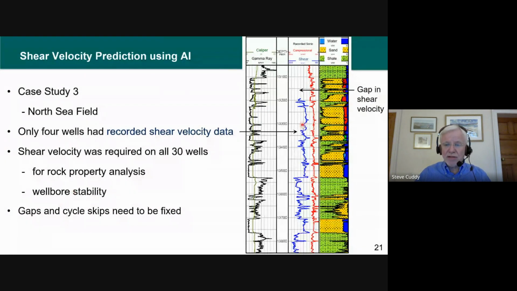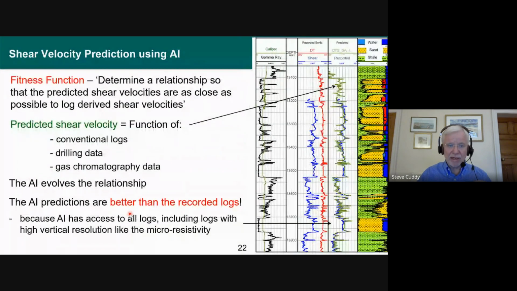So using the 4 wells where we've got shear data, we find relationships between the wells in this data space, so that we can predict the shear data, the blue curve, in all the wells. Also, we want to fix any problems with the data at the same time automatically. So our fitness function, our goal today, is to determine a relationship so that the predicted shear velocities are as close as possible to the log-derived shear velocities.